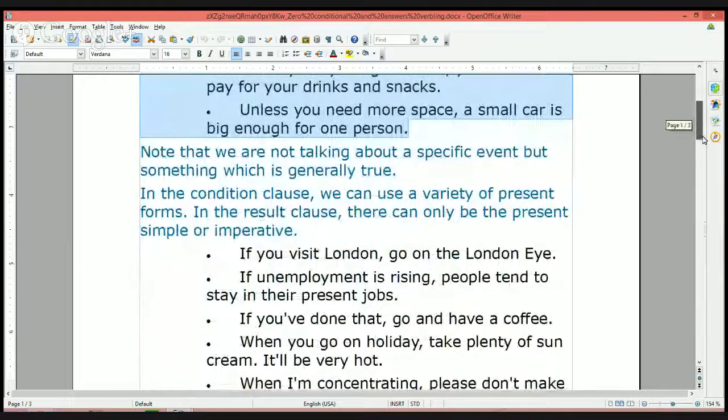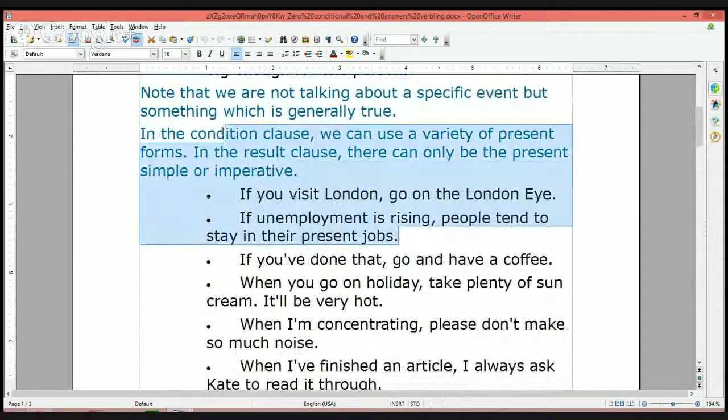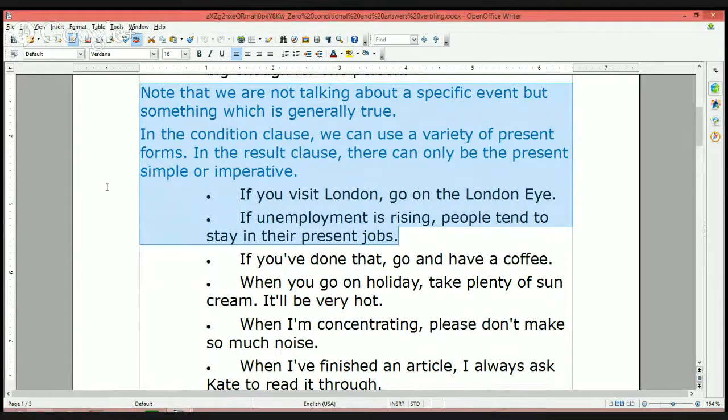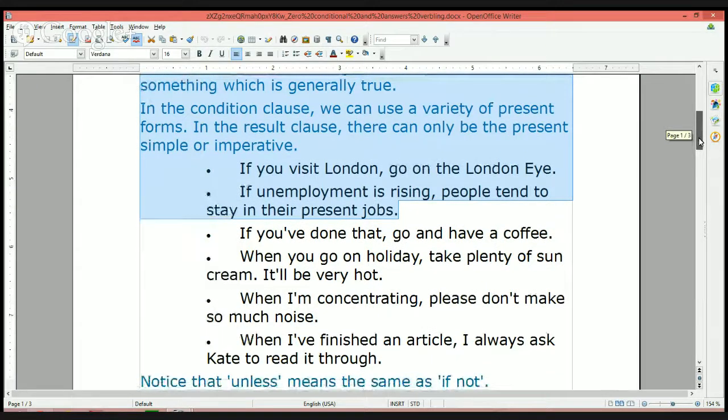Thank you very much. And Adela, can you read this section for us with the blue and a couple examples? And note that we are not talking about a specific event, but something which is generally true. In the condition clause, we can use a variety of present forms. In the result clause, there can only be the present simple or imperative. If you visit London, go to the London Eye. If unemployment is rising, people tend to stay in their present jobs. If you have done that, go and have a coffee.